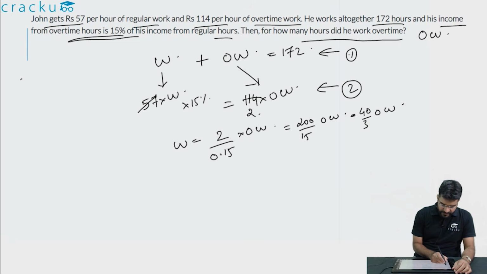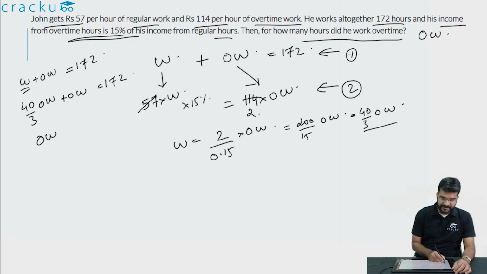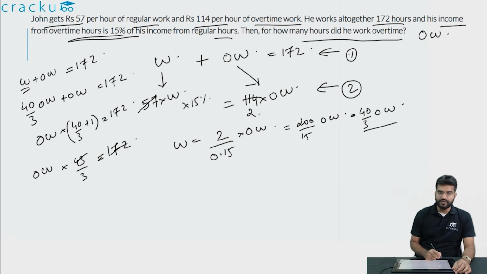Now we know that W plus OW is equal to 172. We know that W is equal to 40 by 3 into OW, plus OW is equal to 172. You can simplify this, so that the left hand side will become OW into 40 by 3 plus 1 is equal to 172, or OW into 43 by 3 is equal to 172. Now you can cancel 43 on both sides. 43 into 4 is equal to 172. So this will be 4, or OW is equal to 3 into 4, which is equal to 12 hours.